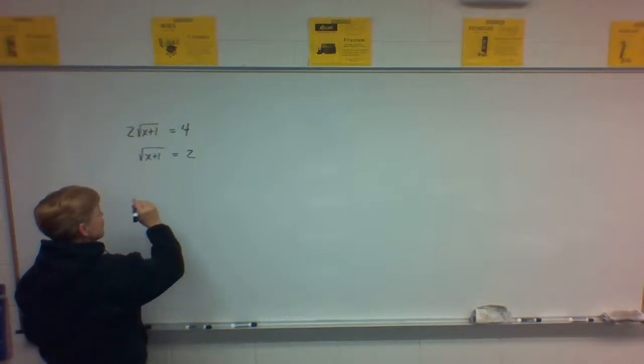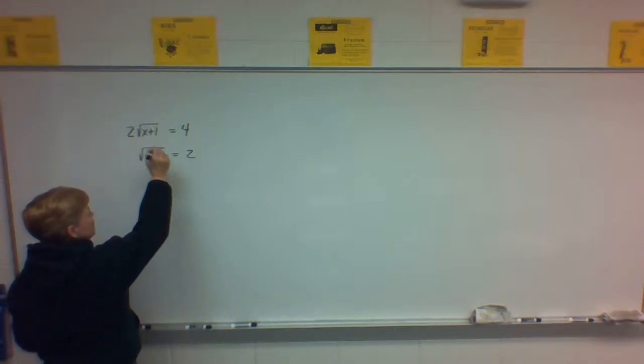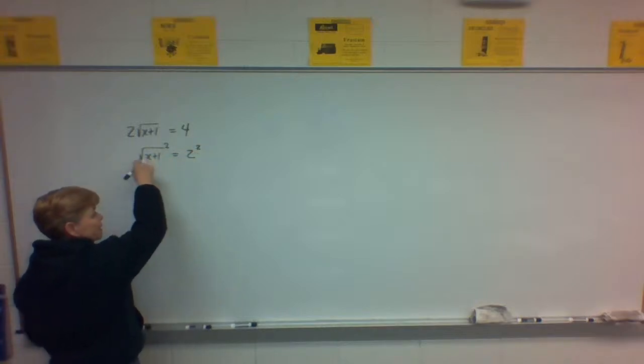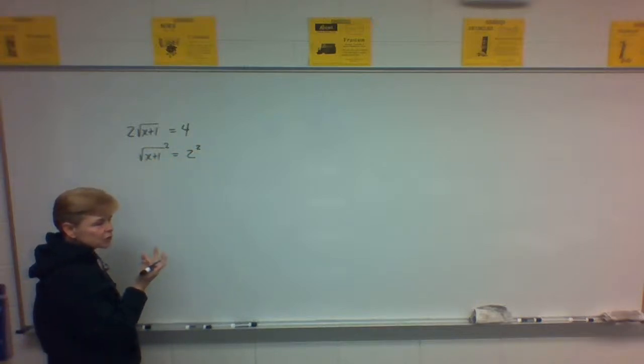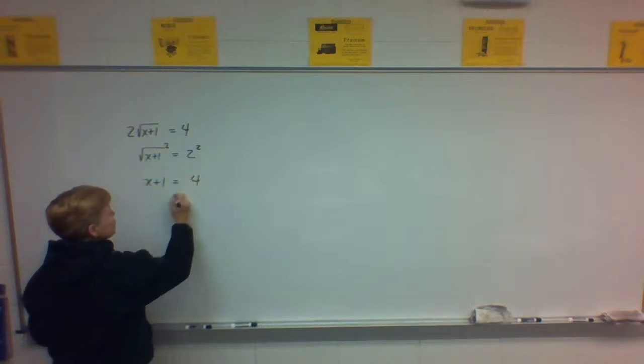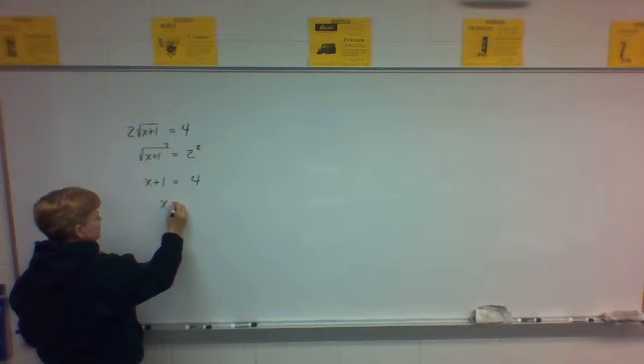Once the radical's all by itself, the way you undo a square root is to square. So you square both sides. That's how we're going to get rid of the radical part, by doing its inverse, which is squaring. So on this side, I now have x plus 1 because the squaring undid the square root. And over here I have 4. And then solve from that. It's pretty easy.